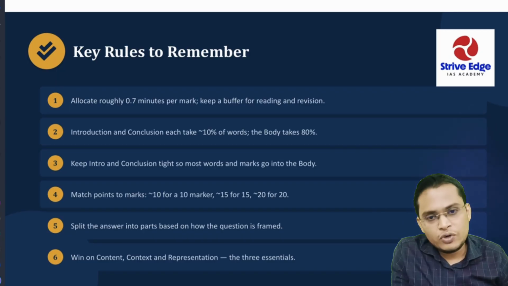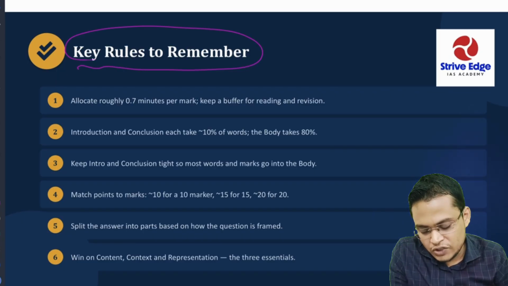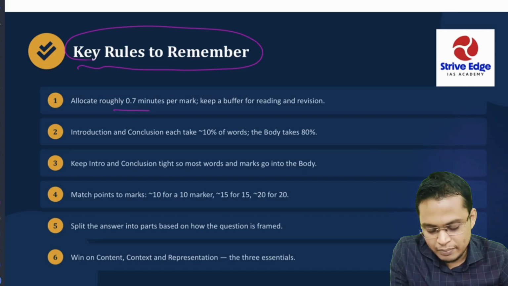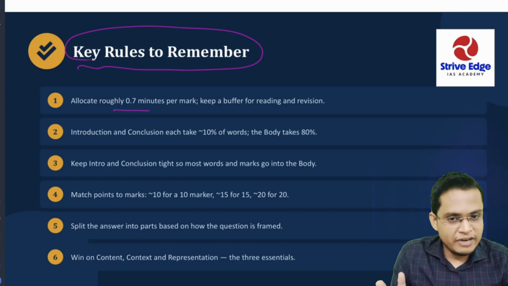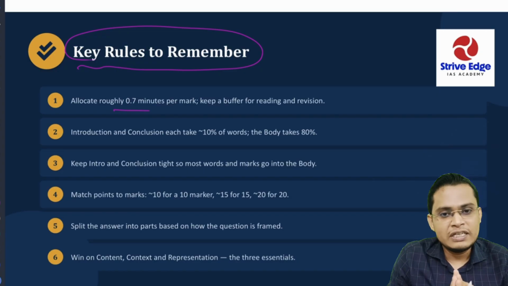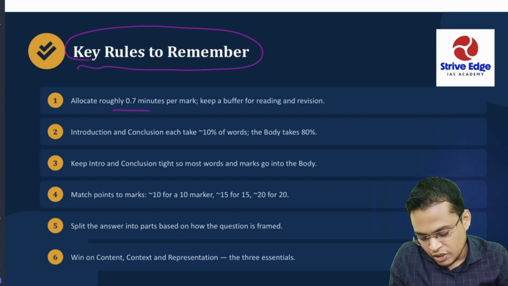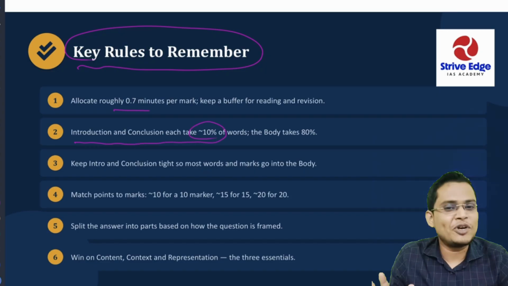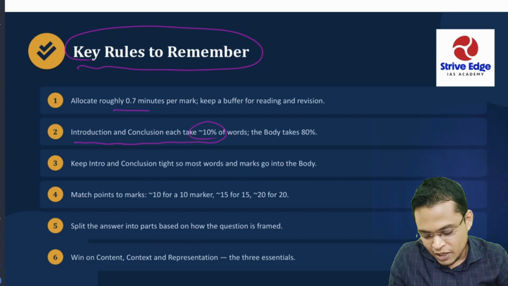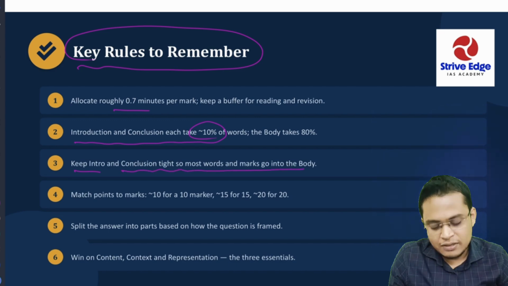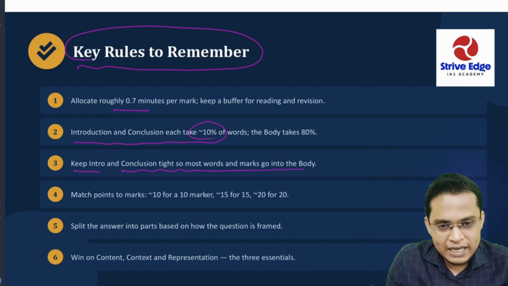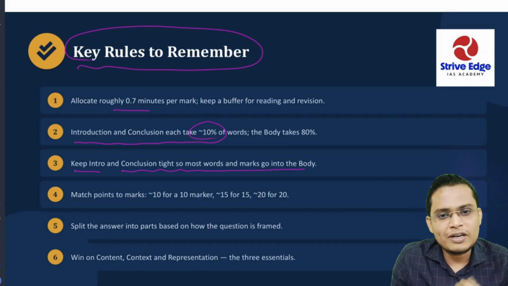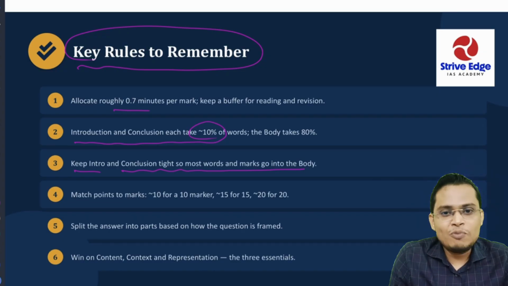Next are the key rules to remember while writing any answer. First, you get roughly 0.7 minutes per mark. As already discussed, for a 10-marker question you give 7 minutes, for a 15-marker question 11 minutes, and for a 20-marker question 14 minutes. Introduction and conclusion should take 10% of your words. You should not devote more time to them. Keep the intro and conclusion tight, and do not define or discuss everything. Leave some words and some concepts to be discussed in the body.